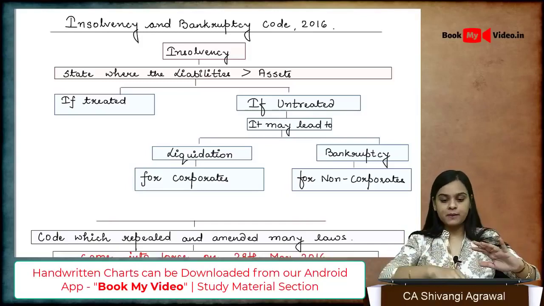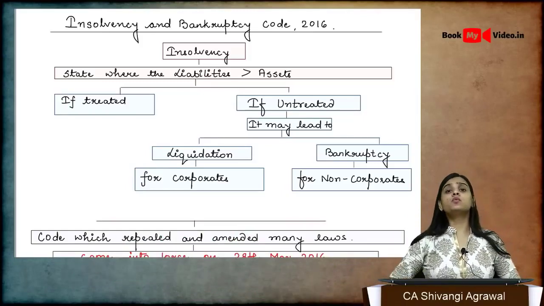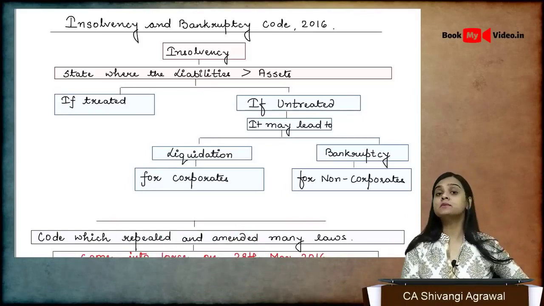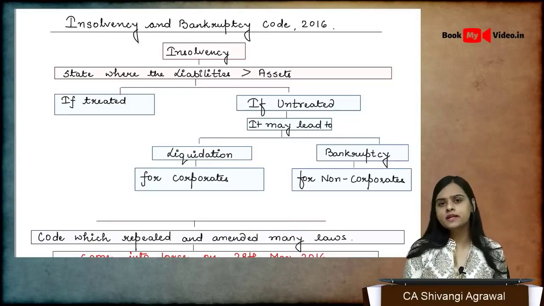Okay, so let's start with the chapter. Insolvency and Bankruptcy Code 2016. First of all, it involves two terms, that is insolvency and bankruptcy. What do we mean by these two terms and why at all is a code used?